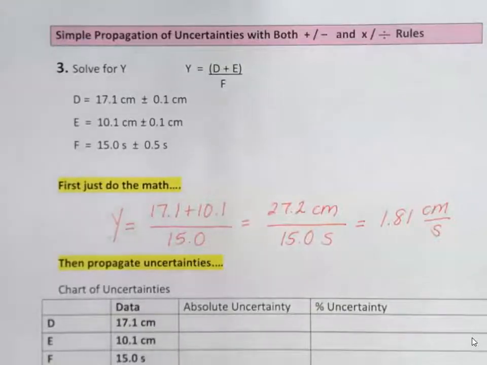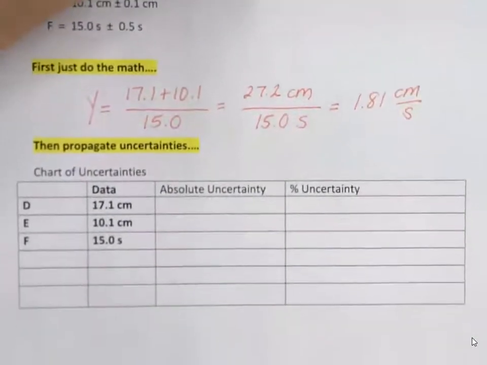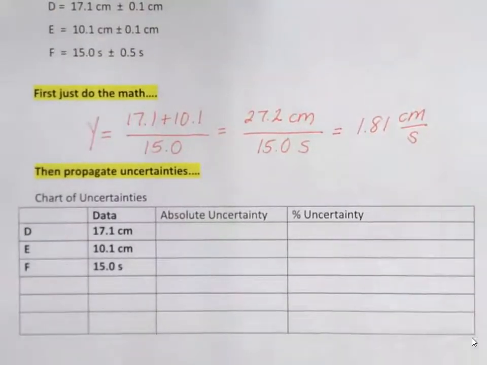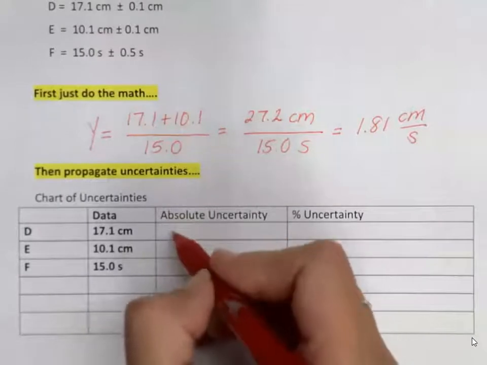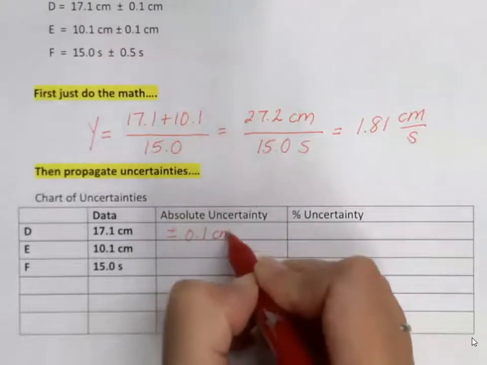However, we had uncertainties in the values that we used to calculate this. So we need to now propagate those uncertainties, carry them forward. So I'm going to transfer the absolute uncertainties here from above into a table, just so I have everything in the same place.